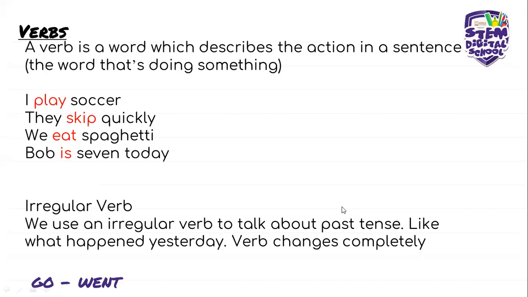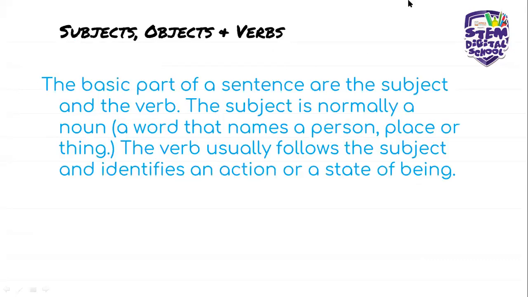I received a few emails, not a lot, like 2 emails. It just said that we must do this again. There's some people that are not comfortable with this. So the subjects, objects, and verbs.